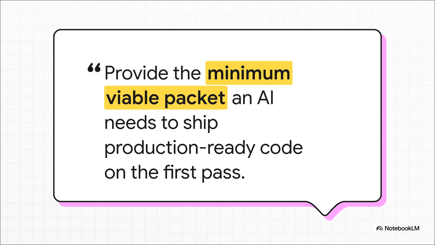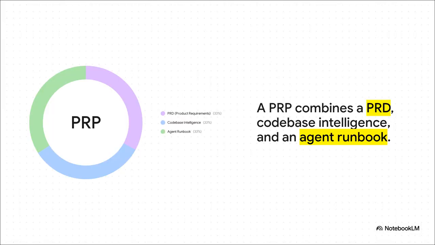I mean, just think about that. No more spending days and days debugging. So what's inside this magic packet? Well, it's actually 3 things. First, you have the PRD, the product requirements. That's the what. Next, you add codebase intelligence, so the AI actually understands the code it's working with. That's the where. And finally, you give it an agent runbook, a step-by-step instruction manual. That's the how. What, where, and how, all packaged up and ready to go.